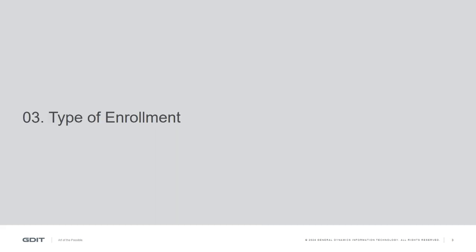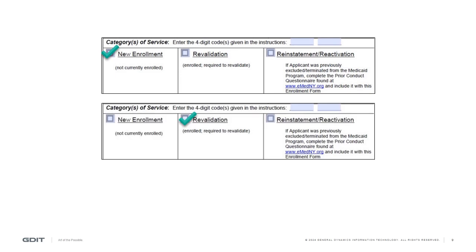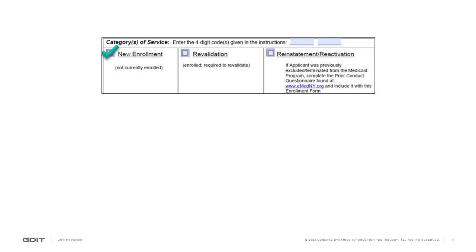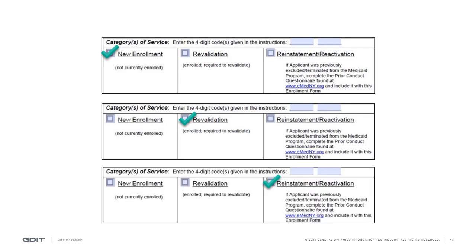Type of enrollment. Next, you will select what type of enrollment application you are submitting. New enrollment, revalidation, or reinstatement. Please select New Enrollment if you have never been enrolled in New York Medicaid, or if you are adding a category of service to your existing file with New York Medicaid. Please select Revalidation if you are already enrolled but need to revalidate. Revalidation happens generally every 5 years. Please select Reinstatement/Reactivation if you have previously excluded, terminated, or voluntarily withdrew from the Medicaid program.